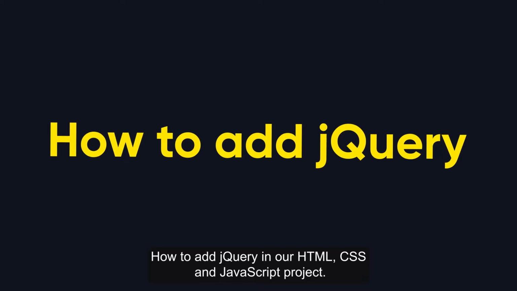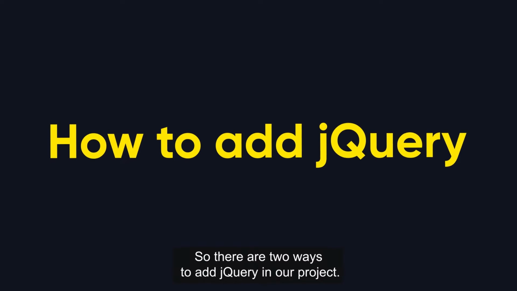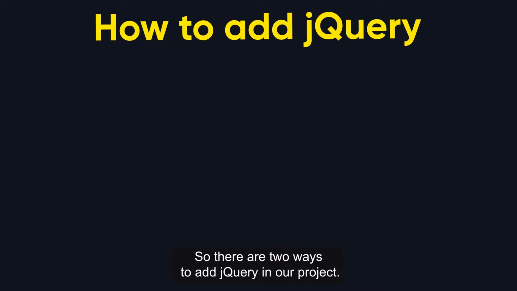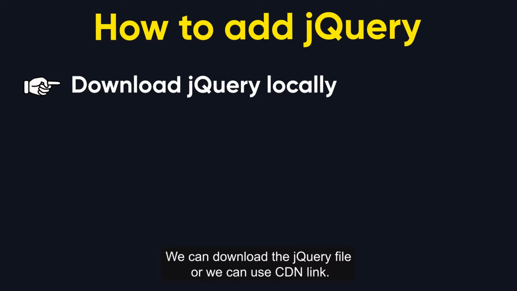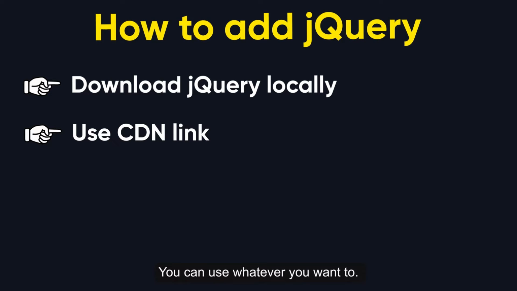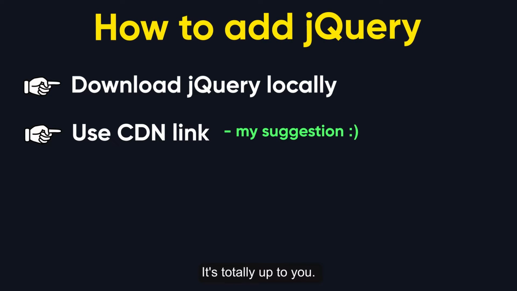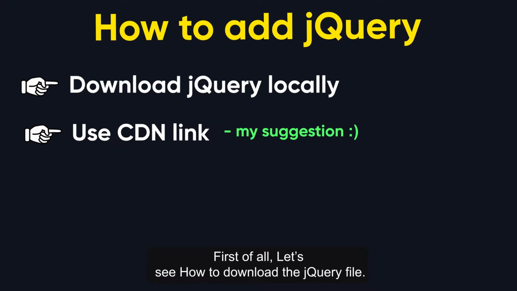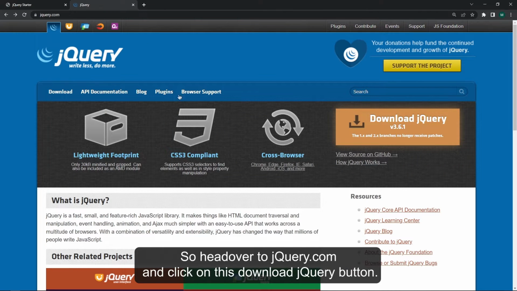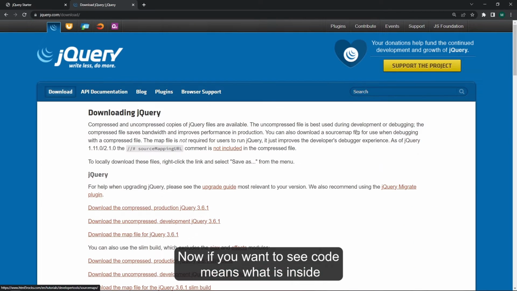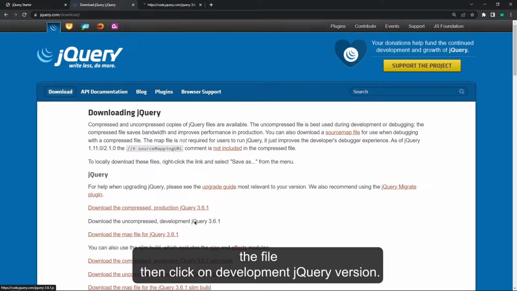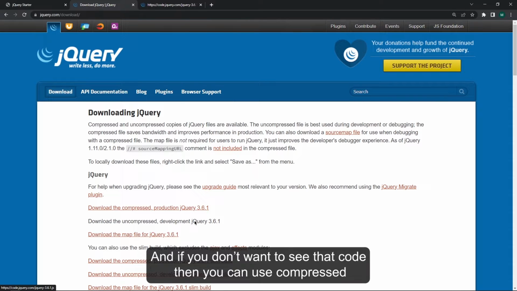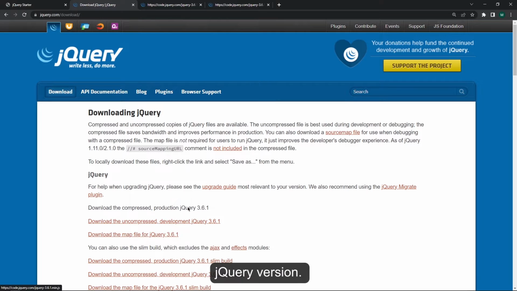Now first of all, let's see how to add jQuery in our HTML, CSS and JavaScript project. There are two ways to add jQuery to our project. We can download the jQuery file or we can use a CDN link. You can use whichever you want, it's totally up to you. First of all, let's see how to download the jQuery file. Head over to jQuery.com and click on this download jQuery button. Now if you want to see the code, meaning what is inside the file, then click on the development jQuery version. And if you don't want to see that code, then you can use the compressed jQuery version.